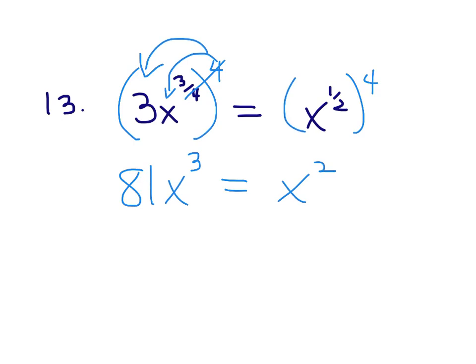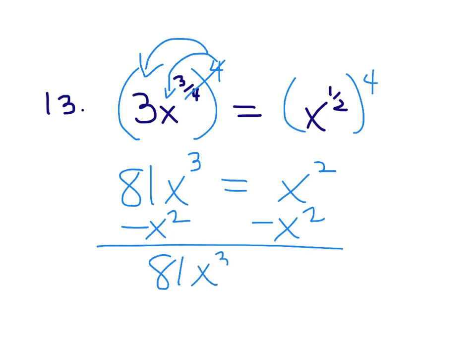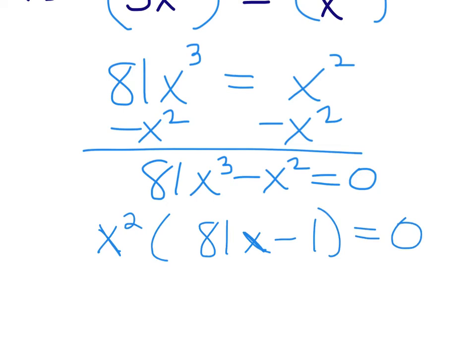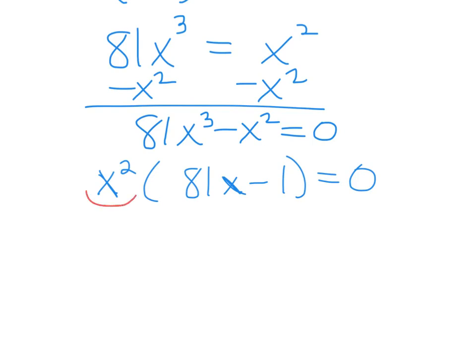I now need to get it into a form that I can factor. I'm going to move the x squared over, set it equal to 0, and I'm going to factor out a GCF. My GCF is x squared, so 81x minus 1 equals 0. It's not a trinomial, so I just set each of the factors equal to 0. So first that one, and now this one.